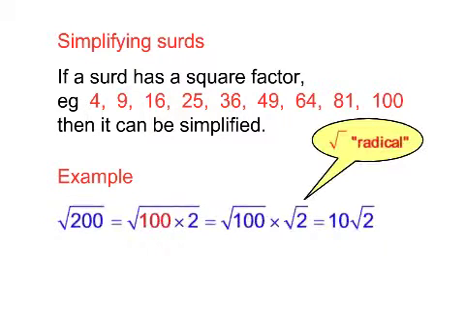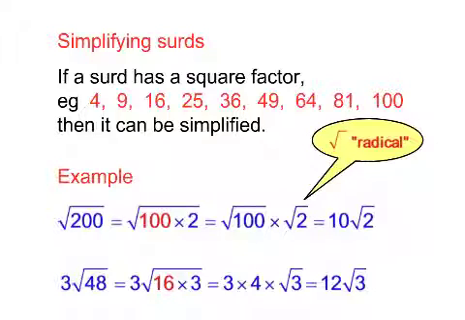Look at this example. We have the square root of 200, and what we do is we express it so that there's a square factor under the square root sign, which in this case is 100, shown in red. 100 times 2 under the square root sign is the same as the square root of 100 times the square root of 2. Notice the square root of 100 is 10, so our answer is 10 root 2. Notice also the square root sign is sometimes called the radical.